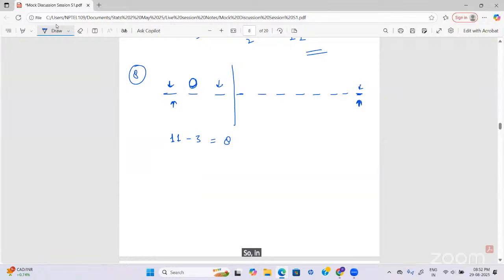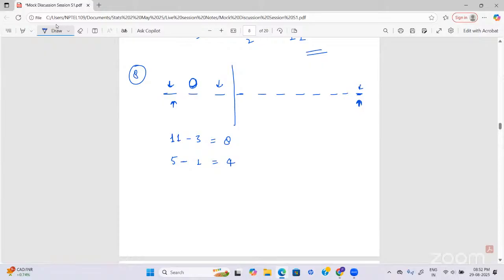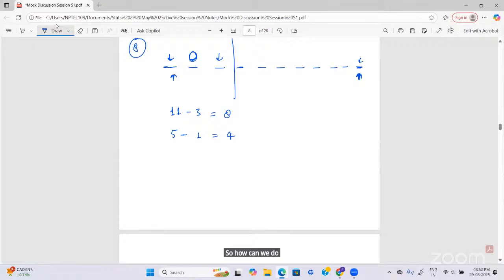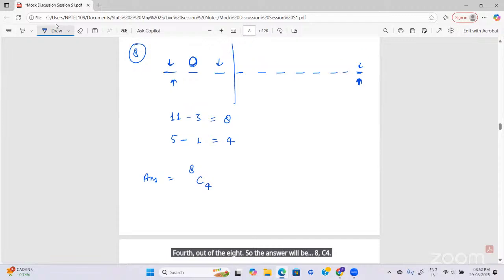So in total we have 5 cars, but 1 is John's car. So we have 4 cars which we have to fill in the remaining 8 places. So how can we do it? We have to select 4 out of the 8. So the answer will be 8C4. And that 8 choose 4 answer is 70.